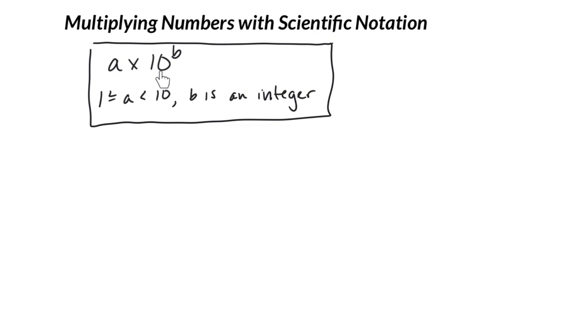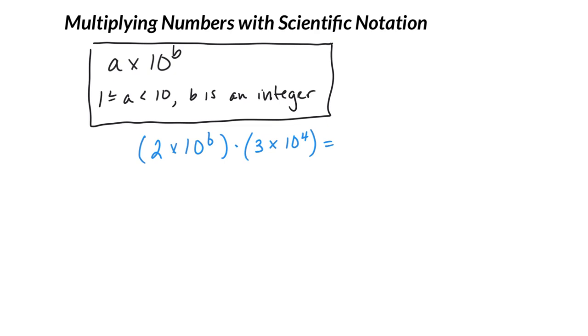And 10 is always our base, and B is an integer, and it tells us basically how many times I'm multiplying, or if B were negative, dividing by 10. So if I had two numbers, both written in scientific notation, for example, let's say we had 2 times 10 to the 6th multiplied by 3 times 10 to the 4th.